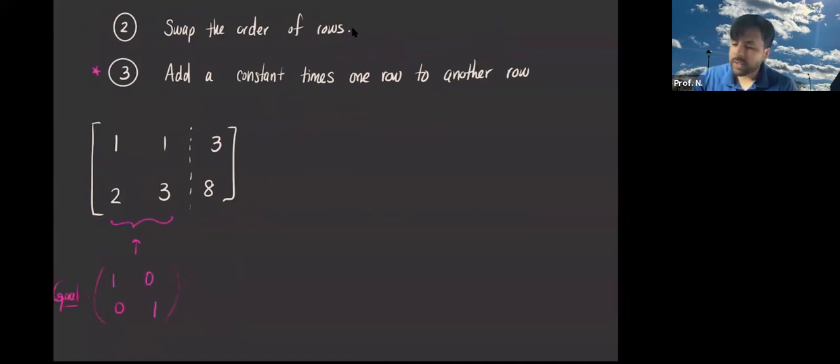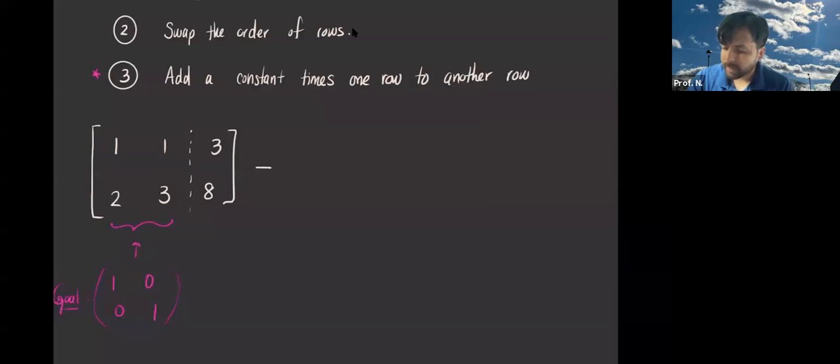The goal is to transform this matrix 1, 1, 2, 3 to 1, 0, 0, 1. So what does that mean? How do you translate that into matrix world? Well, look at the first row in the first column. It's already a 1. So I have it already. I already have that part there. I'm good with this one.